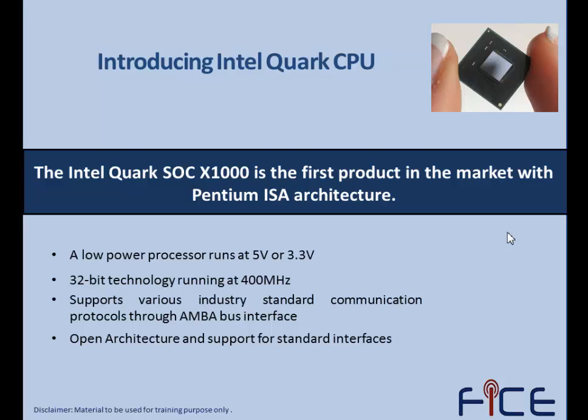and it is the first product in the market with the ISA architecture. So you can say Intel Quark SoC, which is X1000, that is shown here. It is a 32-bit architecture, and it has a low power processor capability. It has a 32-bit technology which is running at 400 megahertz, and it gives you various standard industry interfaces through the very famous AMBA bus interface.